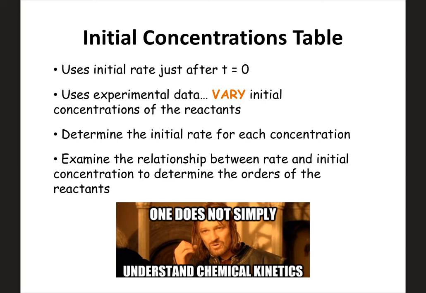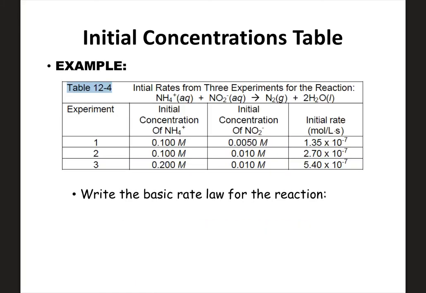Once you vary some of these initial concentrations, you determine the initial rate for those concentrations. Then we look at the relationship between the rate and the initial concentration to determine the orders of the reactants. You have to do this a number of times. It's not like you just do it once. You have to be able to compare experiments, or compare data. So these initial concentration tables work by varying the initial concentrations of your reactants, usually while keeping one of the reactants the same, doing this a number of times, and measuring the initial rate. Let's jump in and look at an example.